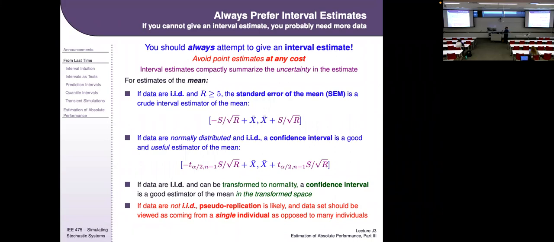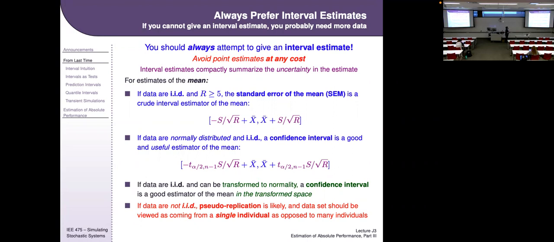Now, there are a bunch of different intervals that we can choose from. If your data are independent and identically distributed, IID, and you have more than 5 samples, then the basic interval that you can always use in that case is just using the standard error of the mean, which is just the sample standard deviation divided by square root of the number of samples. That gives you the half width on this interval. It's kind of crude. It doesn't have as much interpretability, but it at least tells you, roughly speaking, if you were to run the simulation over again, how likely would the sample mean be to be close to the previous one.